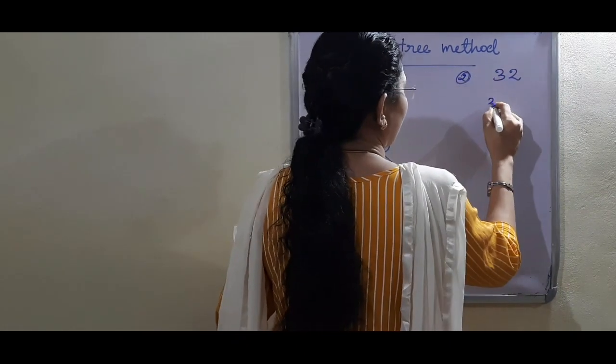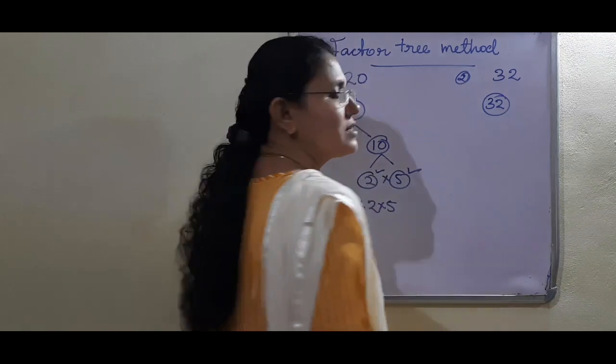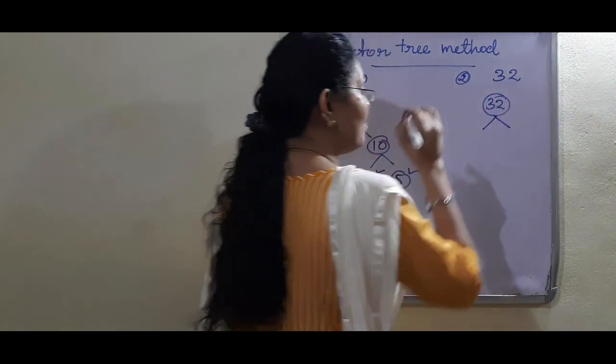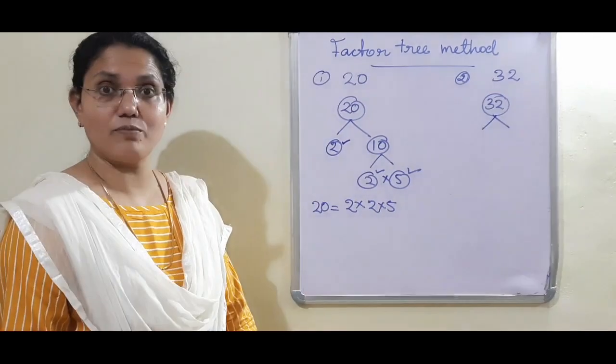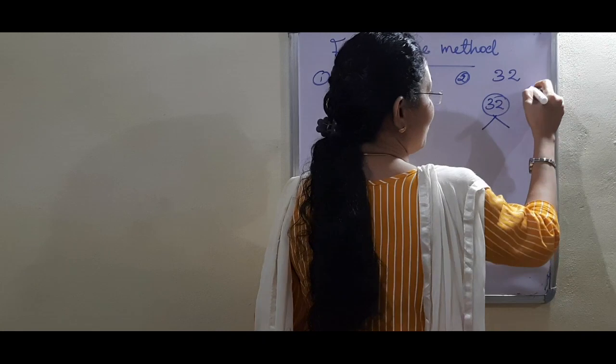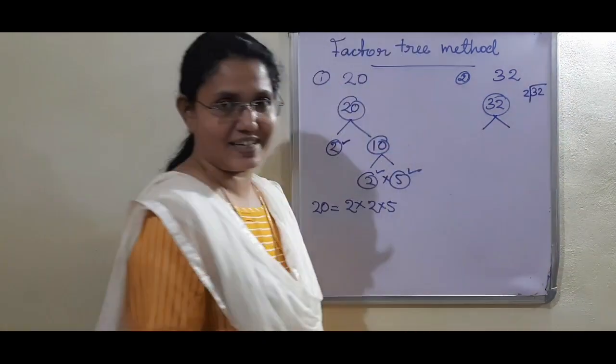32. Write the number and circle this. After that, you have to think it is an even number, so that you can start from 2. Okay, divide 32 by 2. Then you will get the other factor.